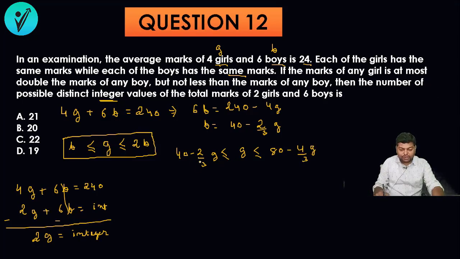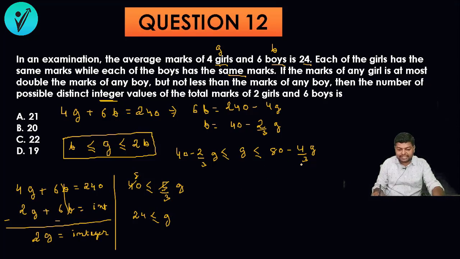So we'll be having two inequalities. First of all, solve this inequality, then solve the other. When you solve this inequality, 40 is greater than... shift this 2 by 3 to that side, so it will be 5 by 3 g. When we solve it, we'll have 24, so the value of g should be either equal to 24 or greater than 24.